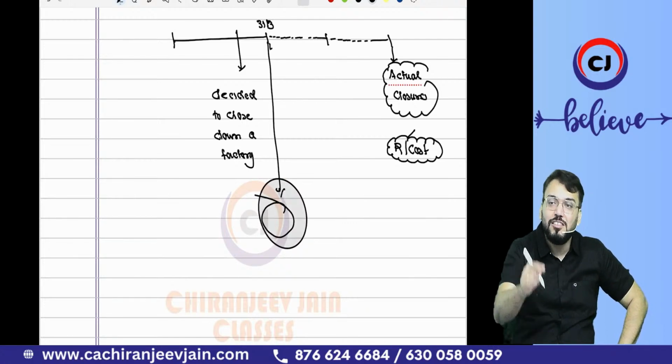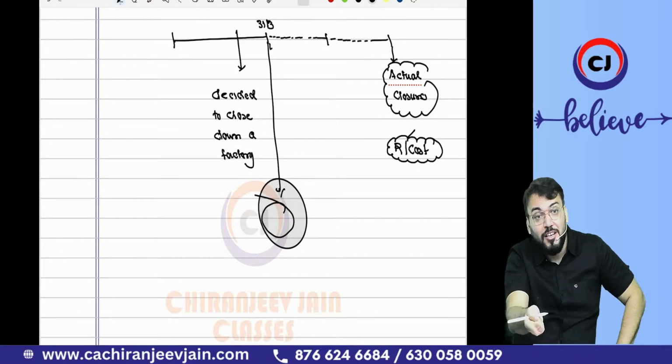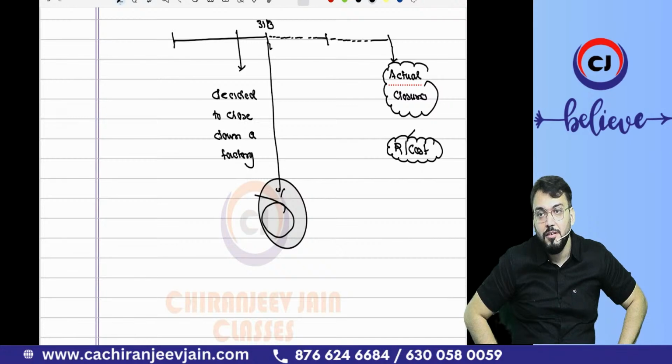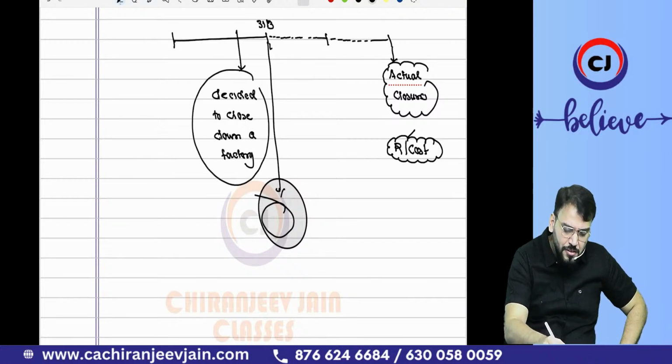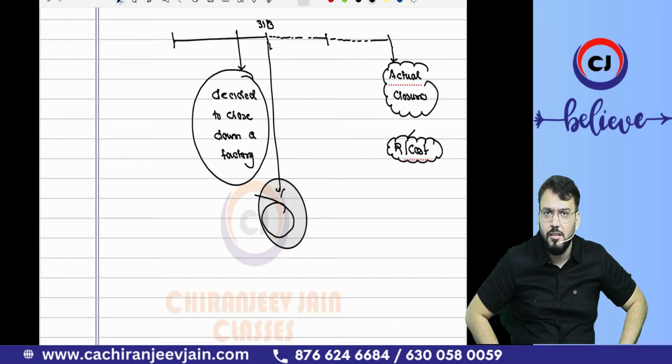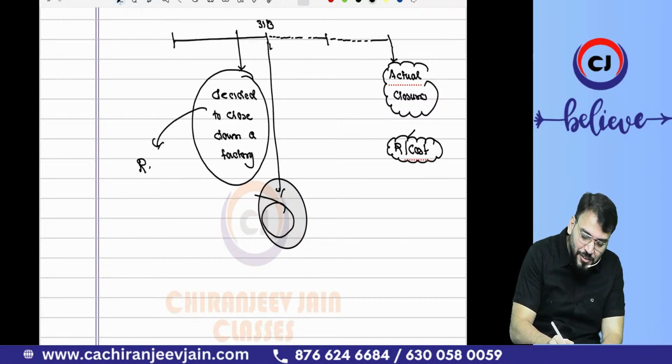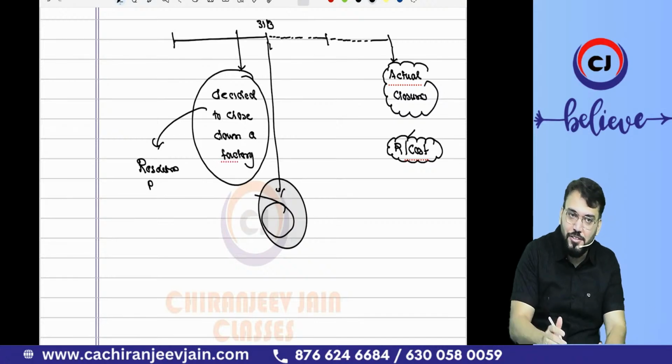So on 31st March, should we create a provision for such restructuring cost? What do you think? Yes or no? No. Why? I've decided now. A meeting also happened. Directors meeting, resolution passed.